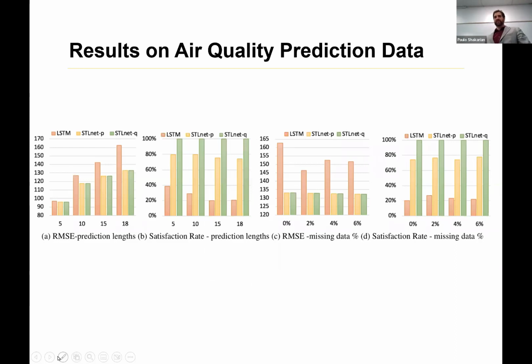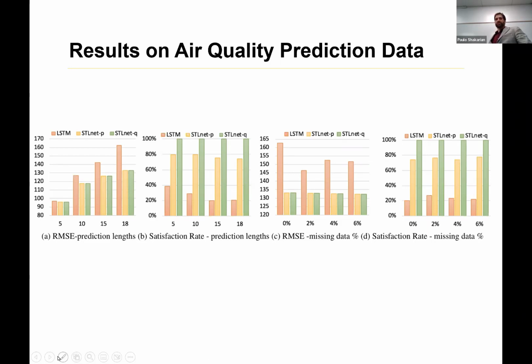They also did a real world investigation, using real world data for air quality prediction. What was interesting here is they looked at different lengths of sequence and what happened to the results, as well as how it deals with missing data.